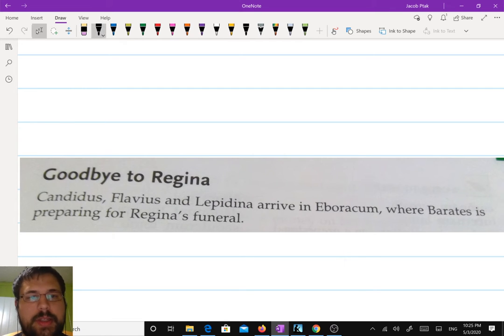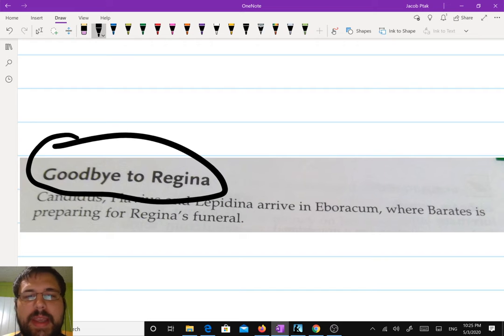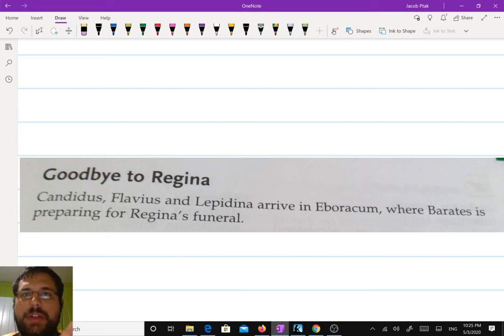This story is called Goodbye to Regina. If you remember back to our last story, there was this guy named Barates who was a friend of Candidus, and his wife Regina had passed away. And so of course Candidus was very sad, and he decides to go to meet his friend Barates and go to the funeral. So that's what we're going to see today. They're going to go to the funeral and we'll see what a Roman funeral was kind of like.